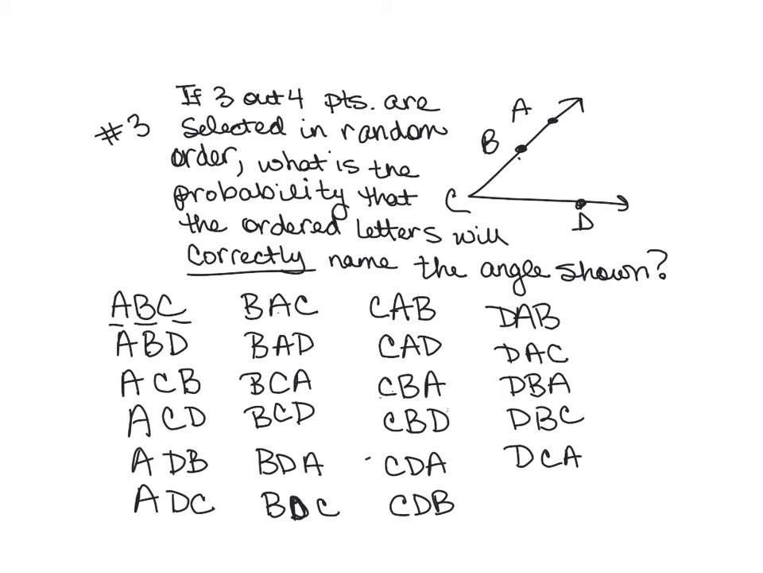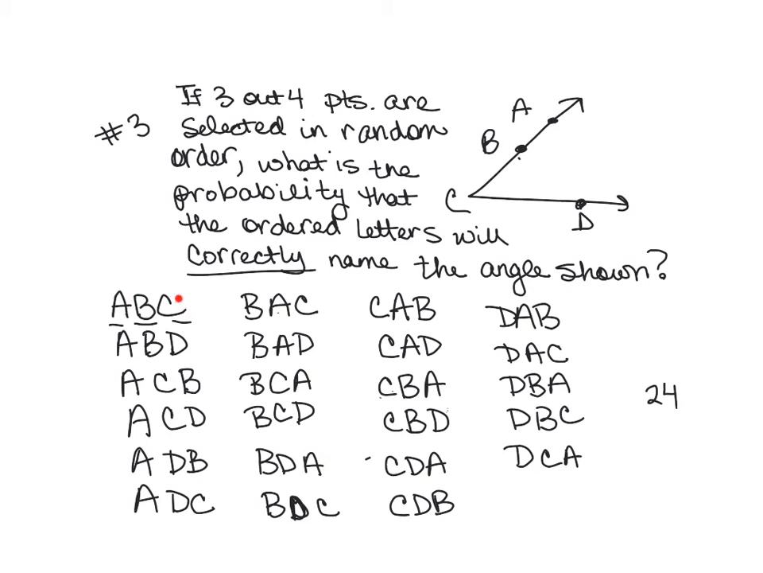So if I start to write the proportion, the total number of possibilities would be 1, 2, 3, 4, 5, 6 times 1, 2, 3, 4. So there are a total of 24 possibilities. Now let's figure out, of those 24, which ones are the winners.